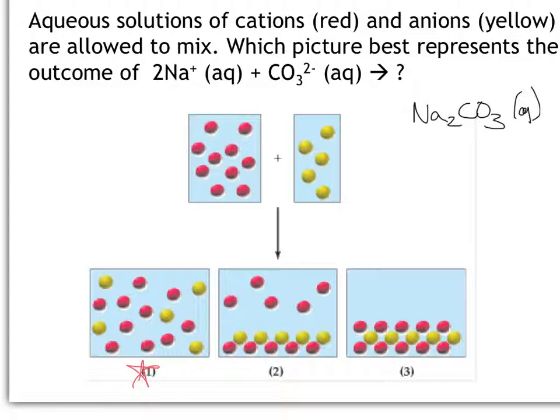number 2? Well, if you look back at the formula for sodium carbonate, it's Na2CO3, which tells us we actually have a 2-to-1 ratio of cations to anions. So this would only be the case if we had a 1-to-1 ratio of cations and anions, and we had some extra cations floating around in solution. So that's not the case because we don't have a limiting reactant.